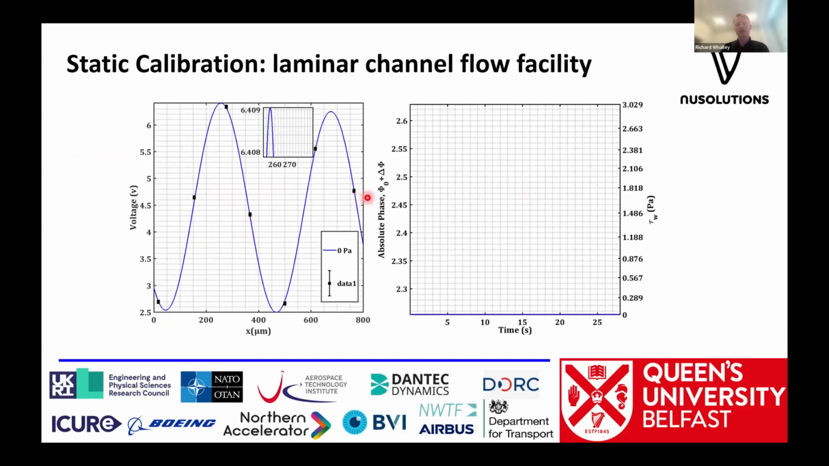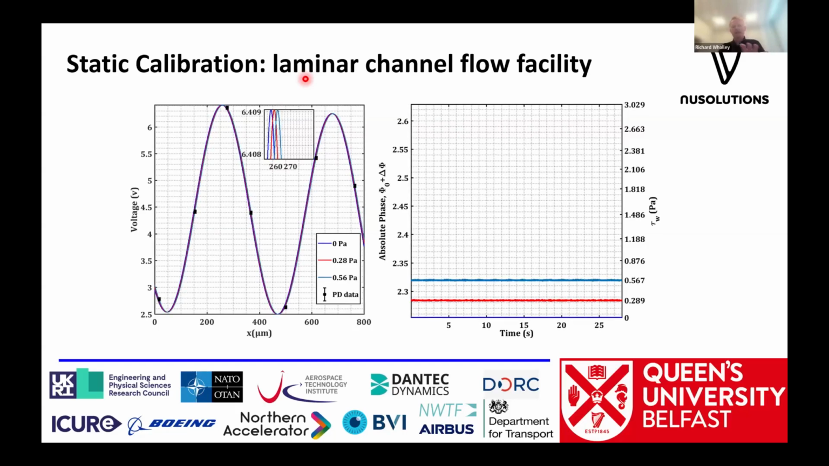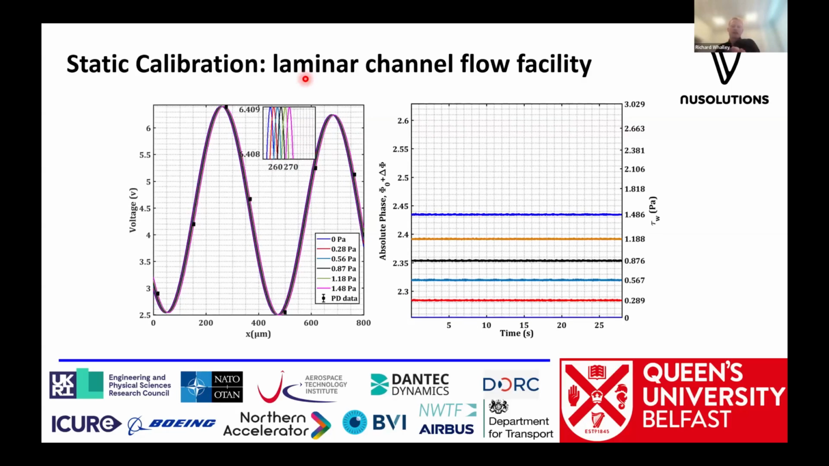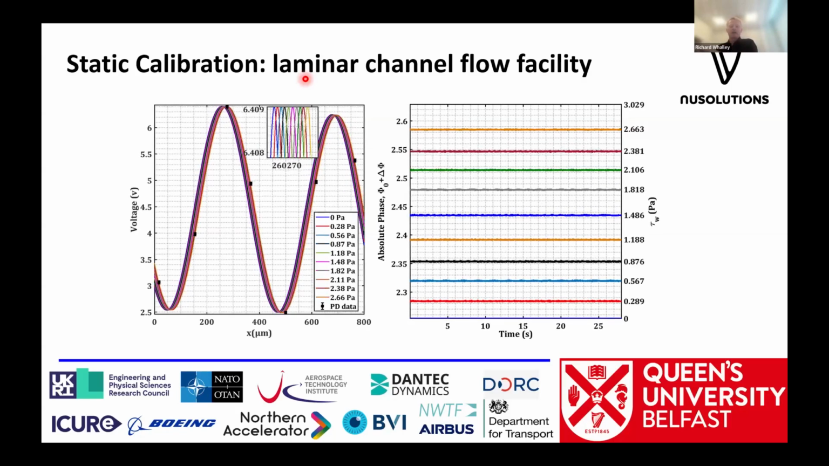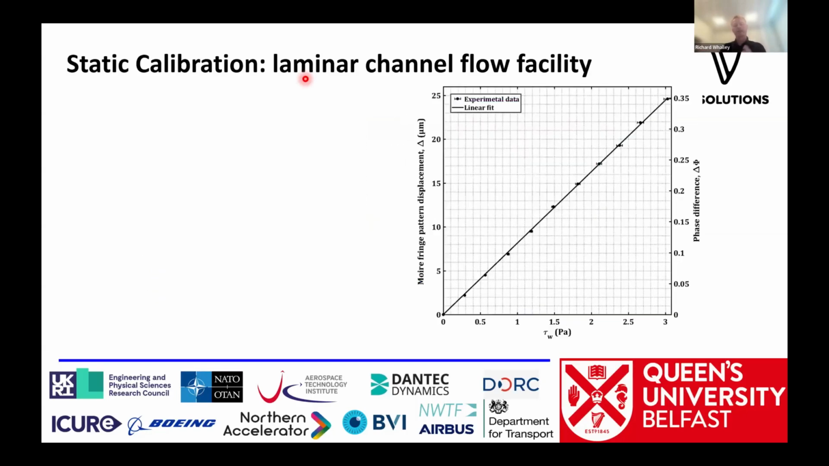And then as I put the flow on and I apply a force to the sensor, ultimately what you should be able to see here on this inset is this sine curve begins to move further over to the right-hand side. And so as I apply more force, the sensor moves over to the right-hand side, and we start to get this pattern of all these different sine curves moving over to the right-hand side. And so ultimately from that phase shift, we can then plot out the displacement of the moire fringe pattern against the wall shear stress from our calibration facility, and we get a nice straight line for our calibration curve.